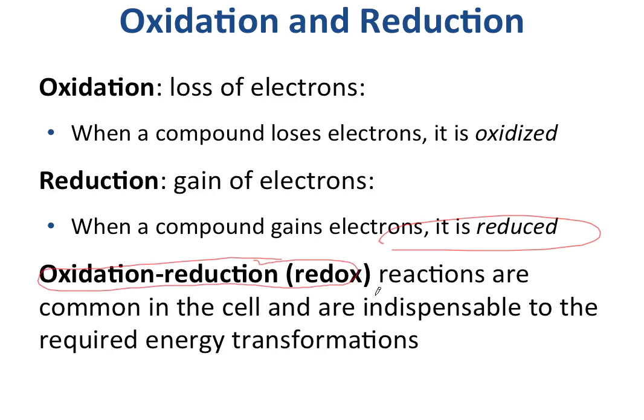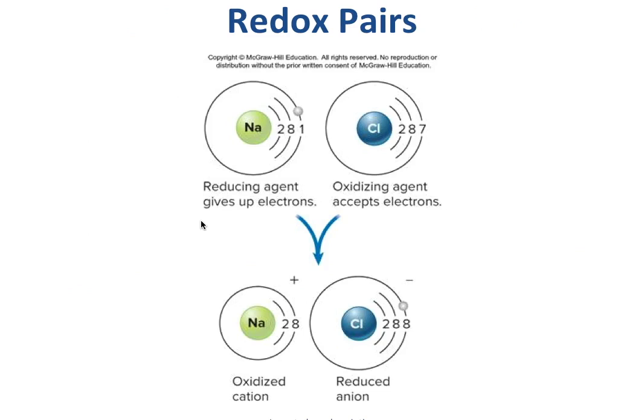Redox reaction. Actually, oxidation and reduction are linked together. They are not separated. They are linked together during the release of energy. So this is the redox pair, as we can see in this diagram. That means oxidation and reduction are linked together.